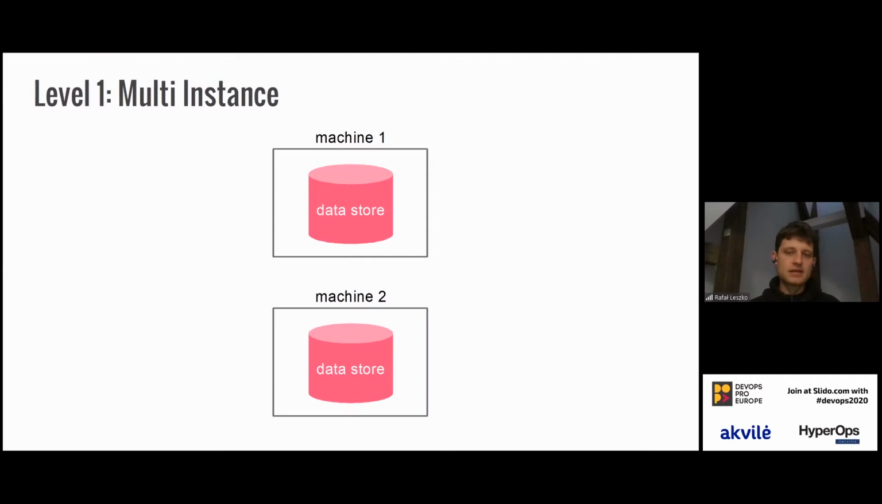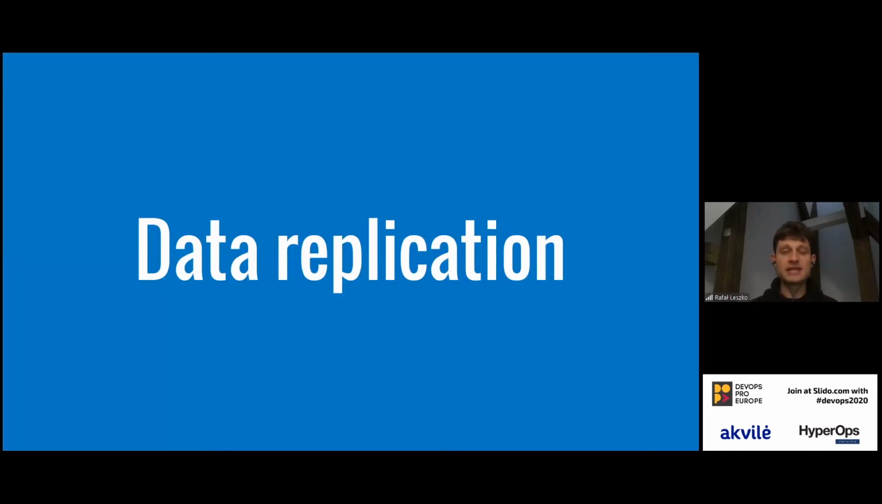So we have these two machines connected with the local network. Now we have to think about how to make the data the same. We have to think about data replication. So let me tell you a short history of data replication.